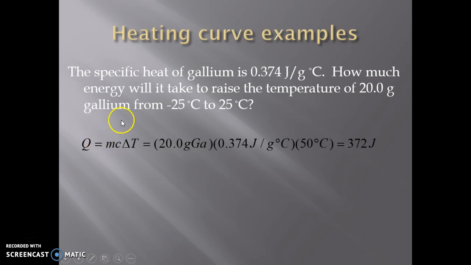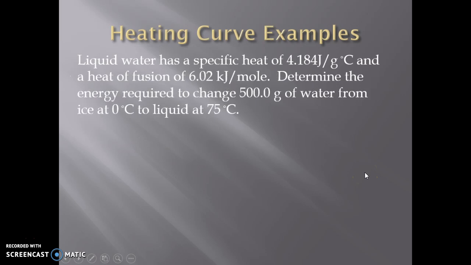So what do we need to do? We need to use Q equals mc delta T. 20 grams of material times the specific heat times the temp change. Notice that it's going from minus 25 to positive 25, so that's a total of 50 degrees. Gives you your value. Second idea, now we're going to take a look at a little bit more work involved.